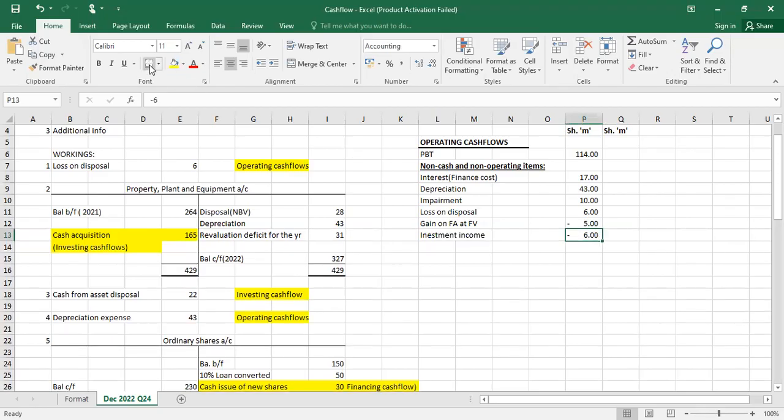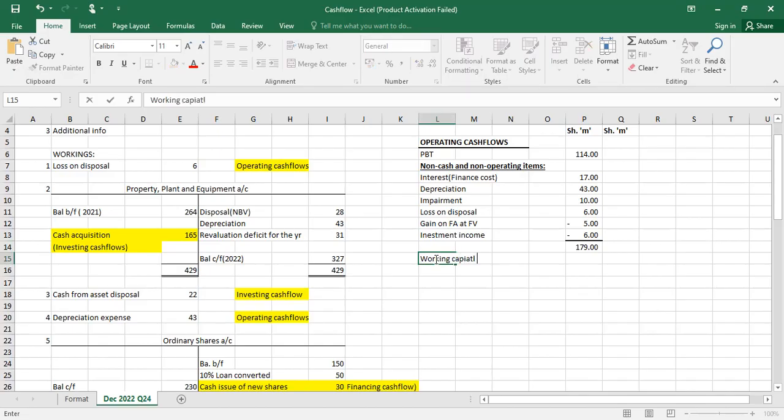I do not think that we have anything else. And so that is it. If that is it, then we proceed. We proceed to add them. If you add them, we add them from 114 downwards. We get a total sum of 179. At this point, we know that we introduce the changes in working capital.